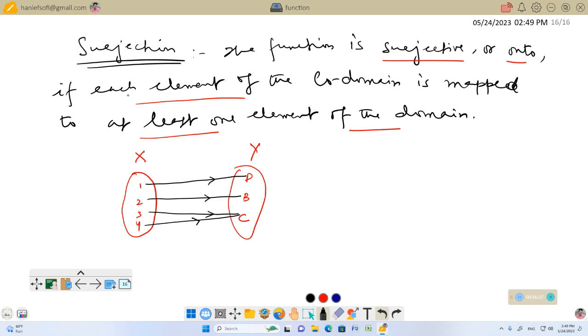The definition is each element of codomain is mapped to at least one element of the domain. So all elements of Y, that is codomain, are connected, but each must be connected to at least one element. That means all should be connected and each should be connected to at least one. So C is connected to two members of the set X, which is the domain. So there is no issue. This is a surjection. This function is surjective, or we call it onto, right?